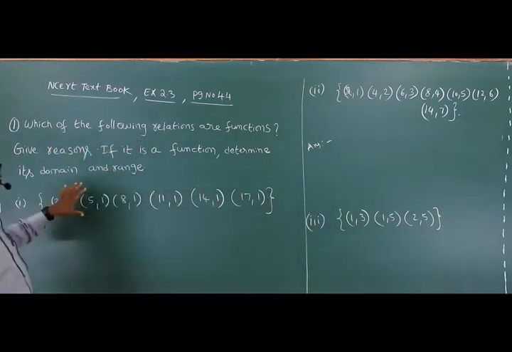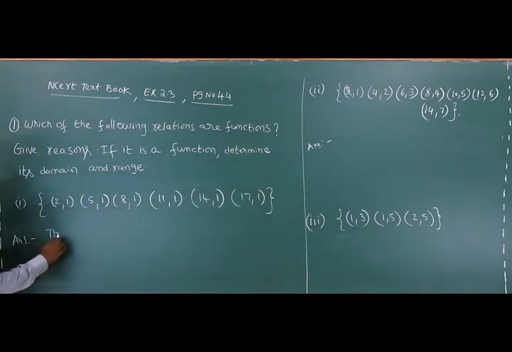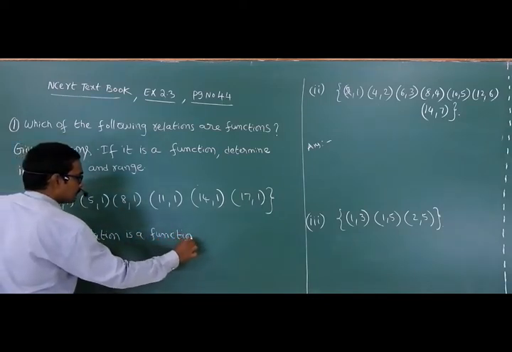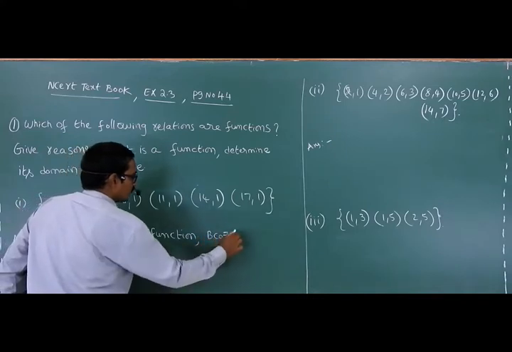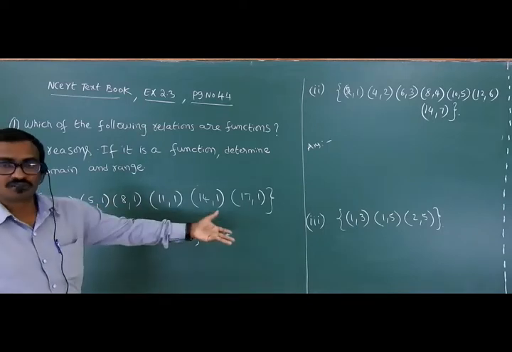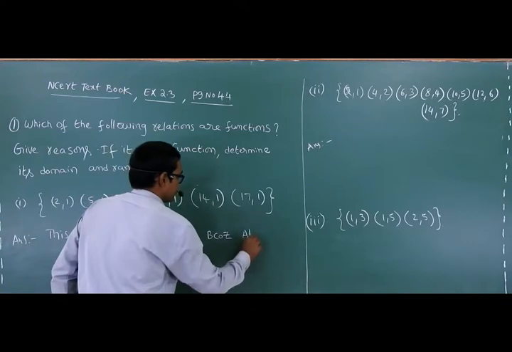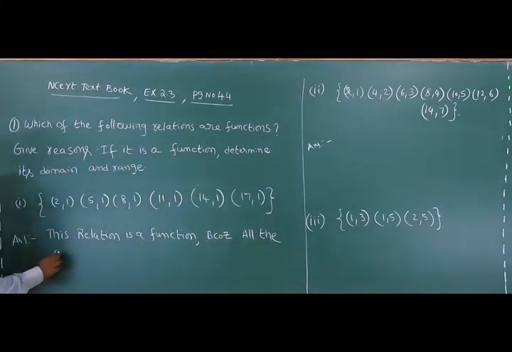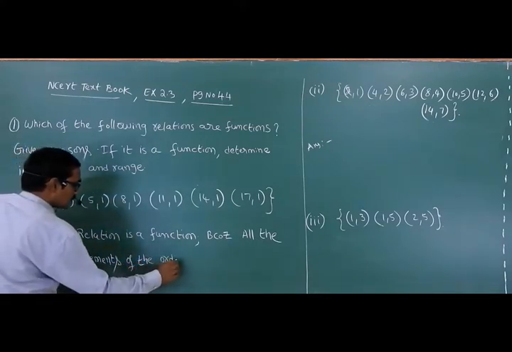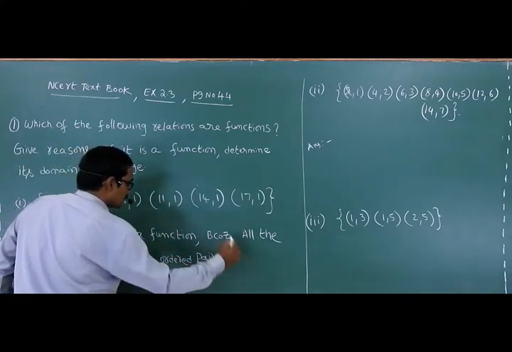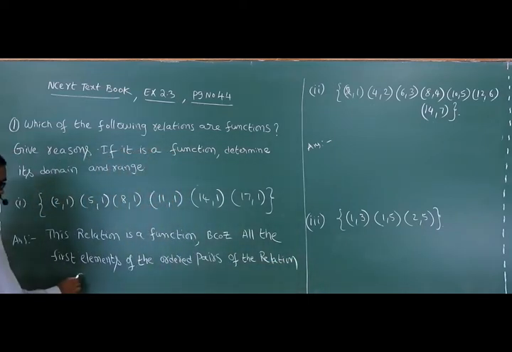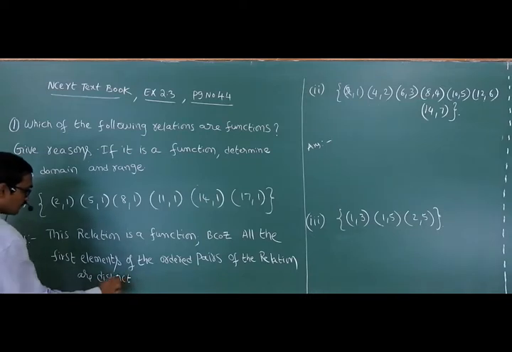Now I give this one reason. This relation is a function because all the first elements of the ordered pairs of the relation are distinct. You can write this, right?